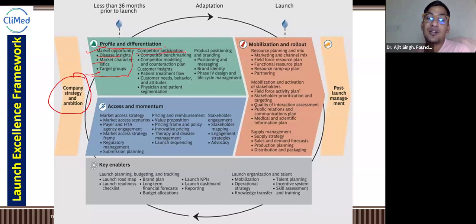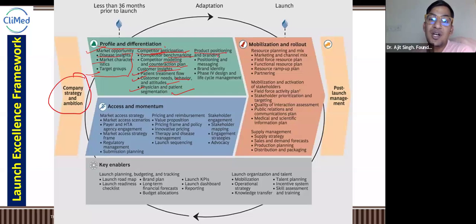Then competitor anticipation. Guys, look at this. If you are into marketing, or if you want to understand this, just focus here. In profile and differentiation, what they need is to plan each step. Market opportunity covers the indication, disease, and target groups. Competitor anticipation covers competitor benchmarking, competitor modeling, and counterception plans. Then customer insights: patient's treatment flow, customer need, behavior, attitude, and physician and patient segmentation. They discuss all of this in the market research.